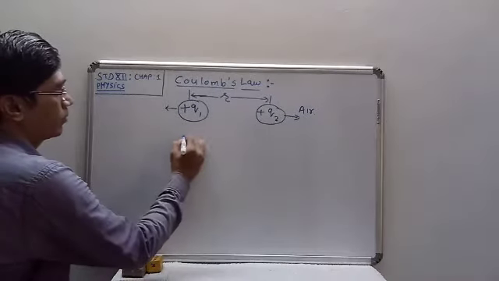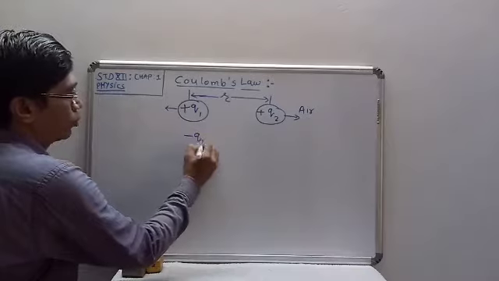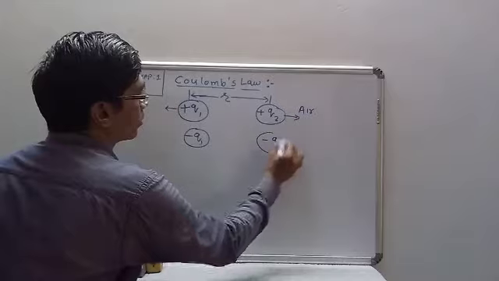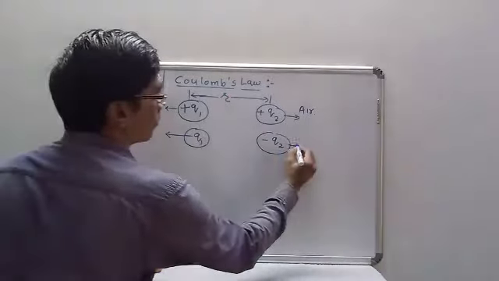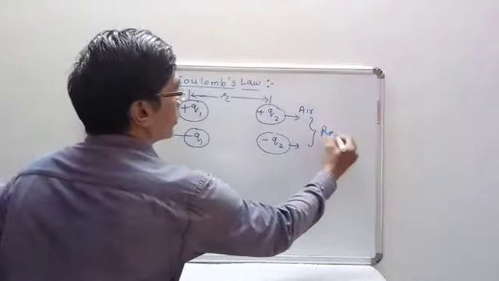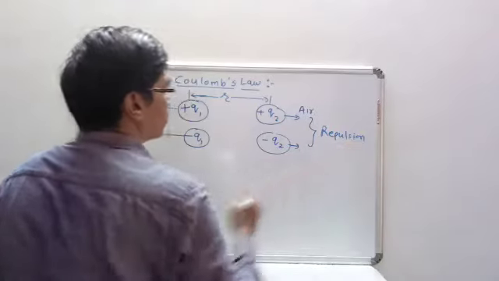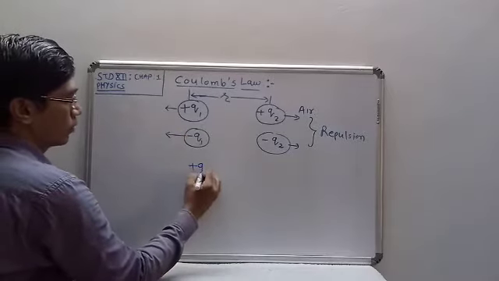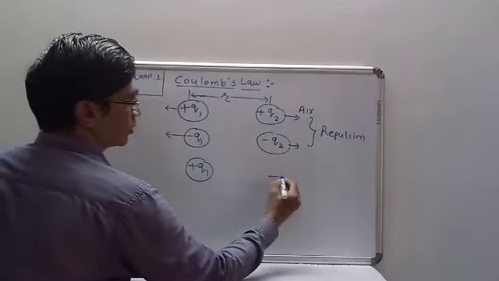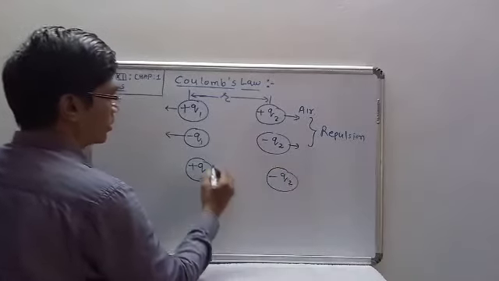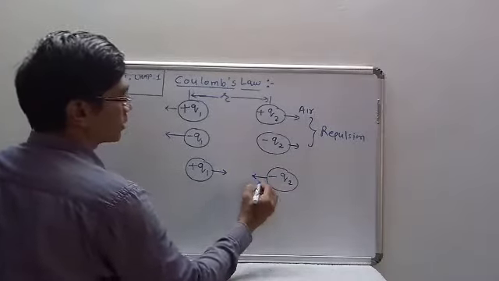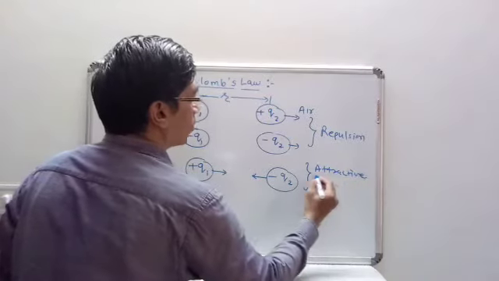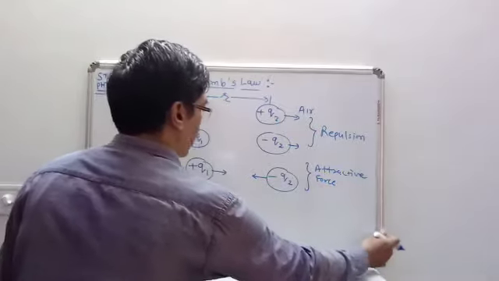In the same way, if you take minus q1 charge and minus q2 charge, then they also repel. So here repulsion takes place. The force is a repulsive force. If one charge is positive and the other charge is negative, then attraction takes place. So here the attractive force takes place.